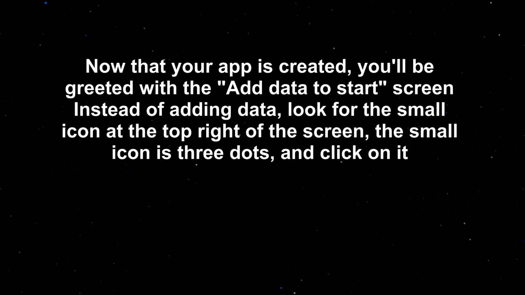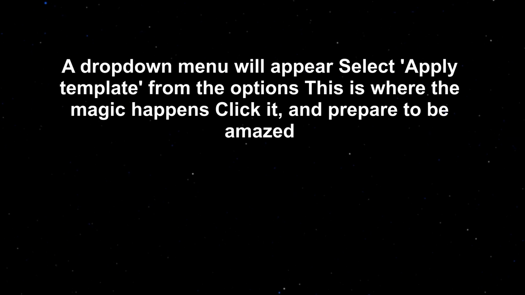Now that your app is created, you'll be greeted with the Add Data to Start screen. Instead of adding data, look for the small icon at the top right of the screen. The small icon is 3 dots, and click on it. A drop-down menu will appear. Select Apply Template from the options. This is where the magic happens. Click it, and prepare to be amazed.